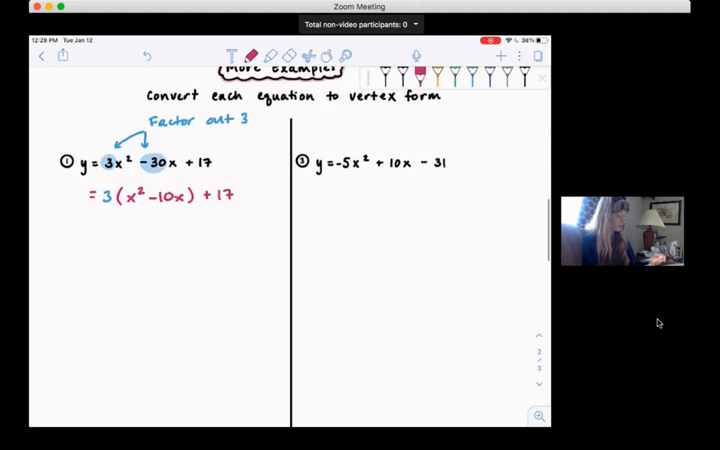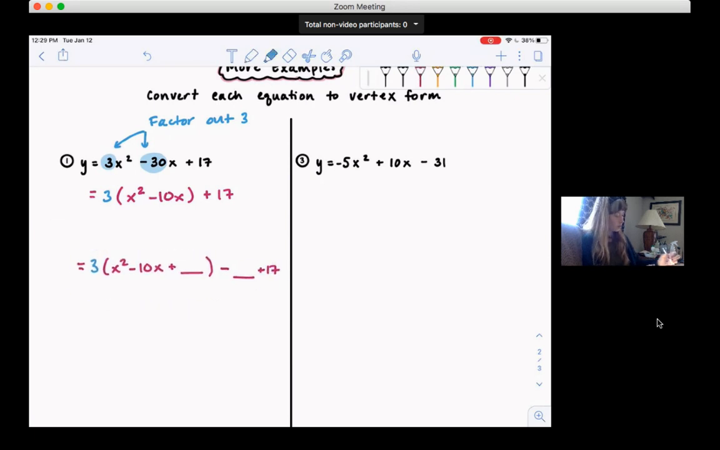Okay, so now our next step is where we complete the square. And we're going to complete the square inside the parentheses. So I'm going to give myself a space to add something inside the parentheses that will complete the square for us. And then because I'm adding something, I need to subtract, and we're going to subtract outside the parentheses, and then we're going to have plus 17 at the end.